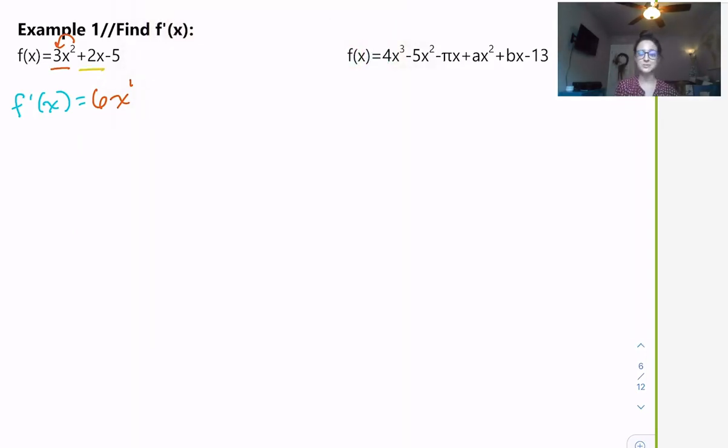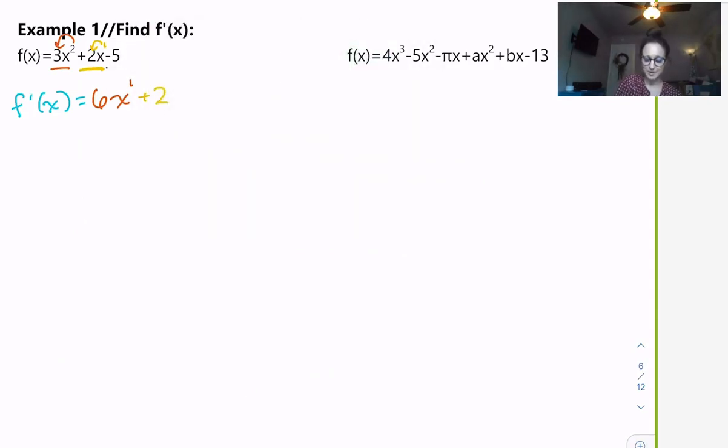Okay, let's go to my next term. I've got a plus 2x. So again, you can think of that as 2x to the power of 1. So if I fly the 1 to the front, I just get 2x to the 0, and x to the 0 is 1. Another way to think of that is this is a linear term with slope 2. So the derivative of that term is always going to be 2, the slope.